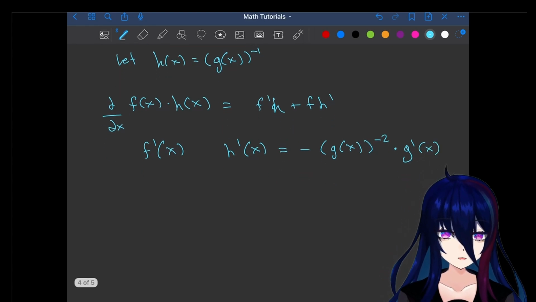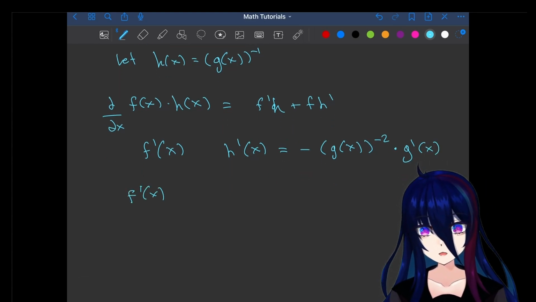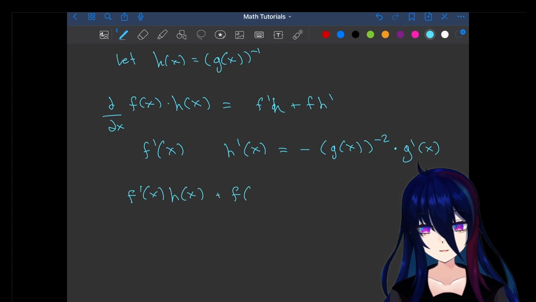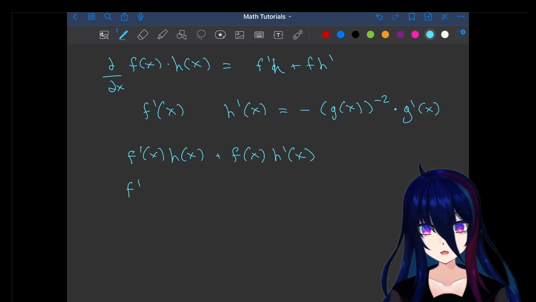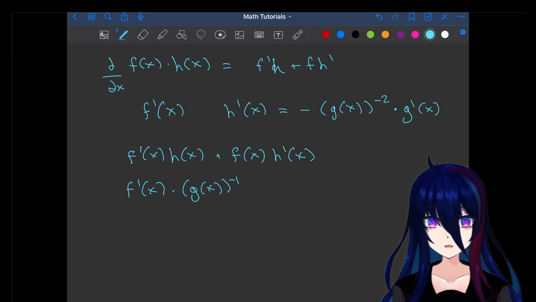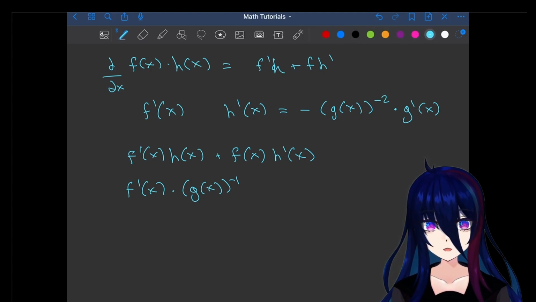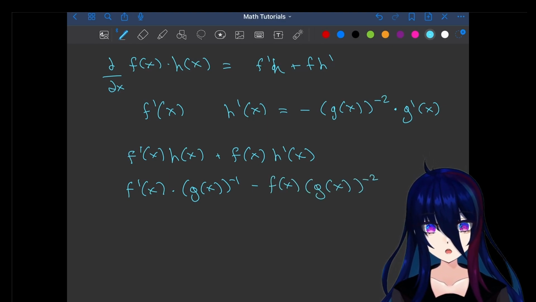Okay, so just to remember, we're going to be doing a product rule of f prime of x times h of x plus f times h prime of x. Let's go ahead and replace our h and h prime. So we get f prime of x times g to the negative first, minus, now it would normally be plus, but we take that minus from our negative g of x to the negative second, so we get f of x times g of x to the negative second times g prime.